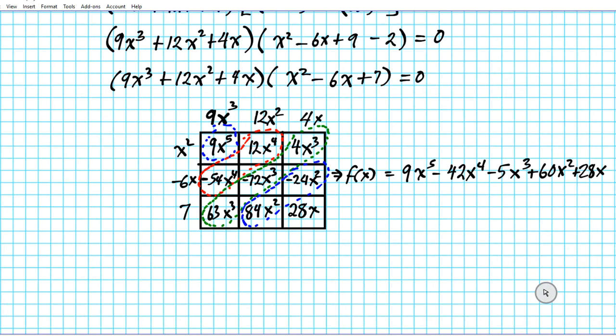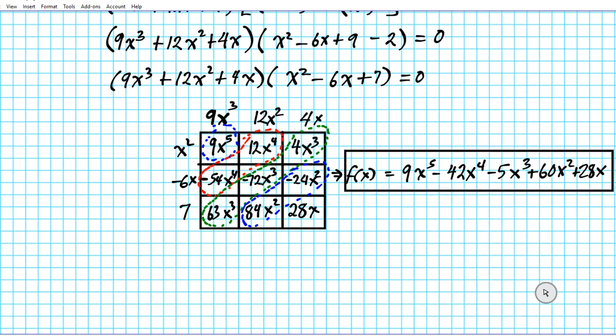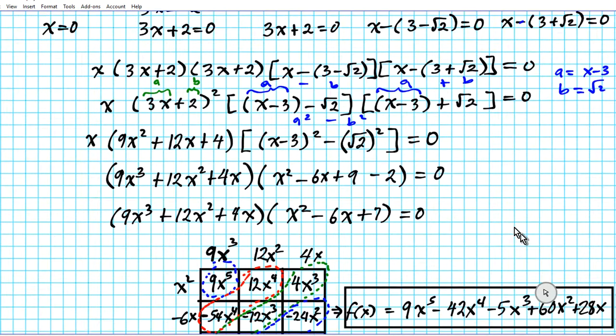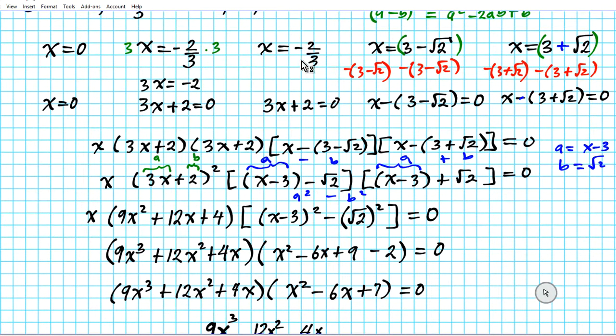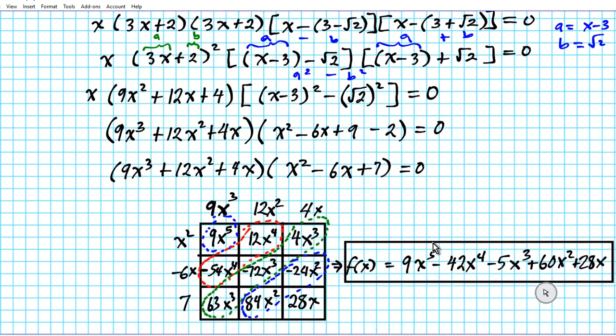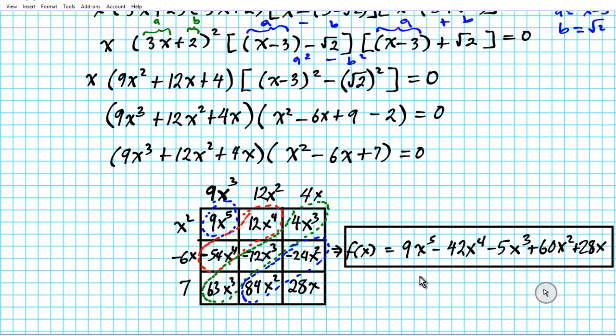So what have we just done so far? What we've done is we've created the function. If you solve this function, you end up with 5 roots, which are 0, negative 2/3 twice, and then 3 minus root 2 and 3 plus root 2. Okay, so what we did is we basically worked backwards from the zeros or solutions or x-intercepts of a polynomial function, and we generated the polynomial function that has those zeros when solved.